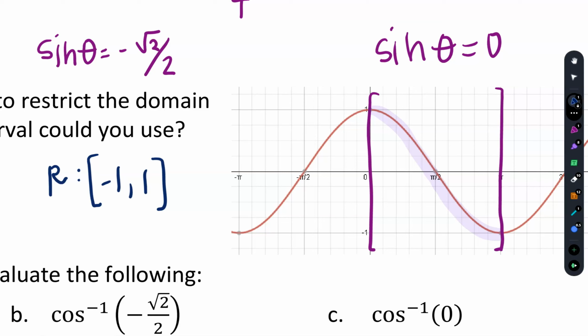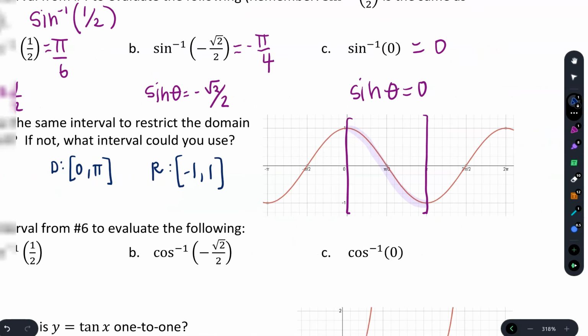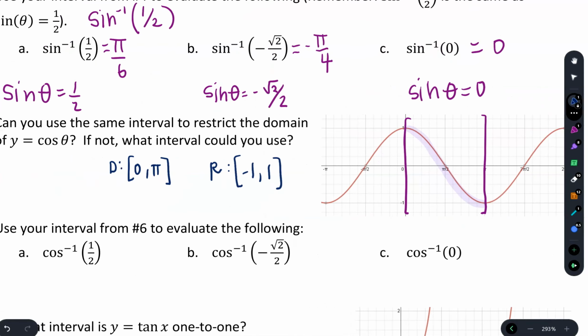Okay, so now let's evaluate these. Okay, so where is inverse cosine of a 1/2? So here's my 1/2, right? So if I drew it here, where is inverse cosine going to be equal to a 1/2? So what theta value is cosine of that theta going to be equal to 1/2? So this is just another way to think about it, yeah? What value is that?